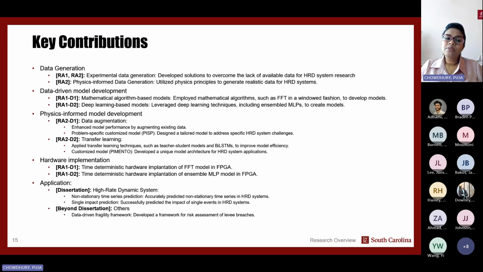So what is the application? Here in the dissertation, the application is in high-rate dynamic systems. We tried non-stationary time series prediction and gave some accurate prediction over time, and also tried single impact prediction, which also successfully predicts the impact over time. Beyond my dissertation, I also worked on another project named Data-Driven Fragility Framework, which developed a framework for risk assessment of levee bridges.